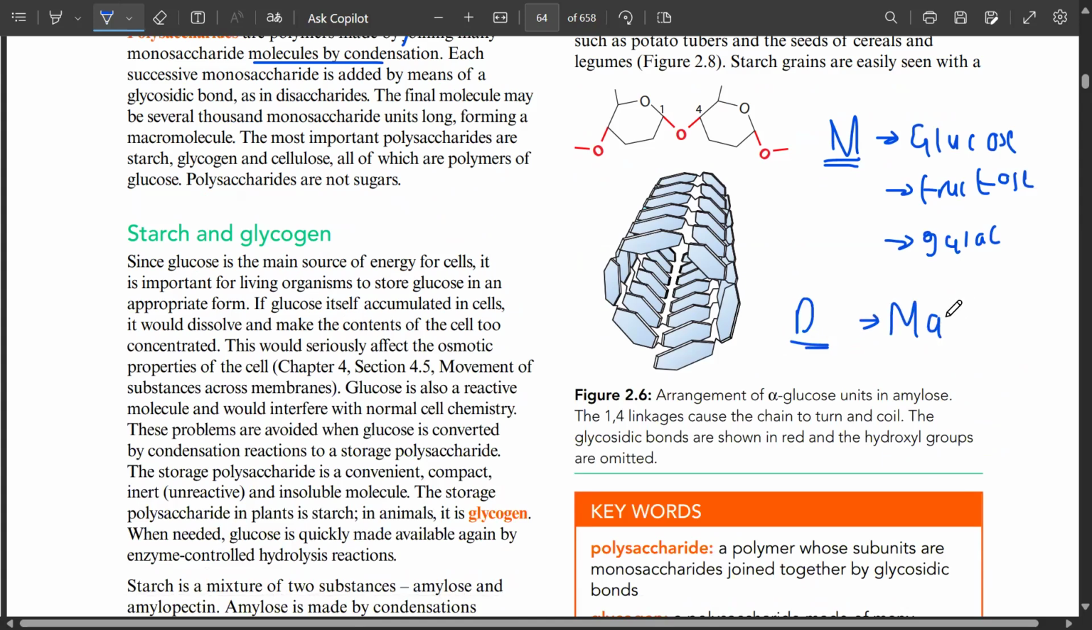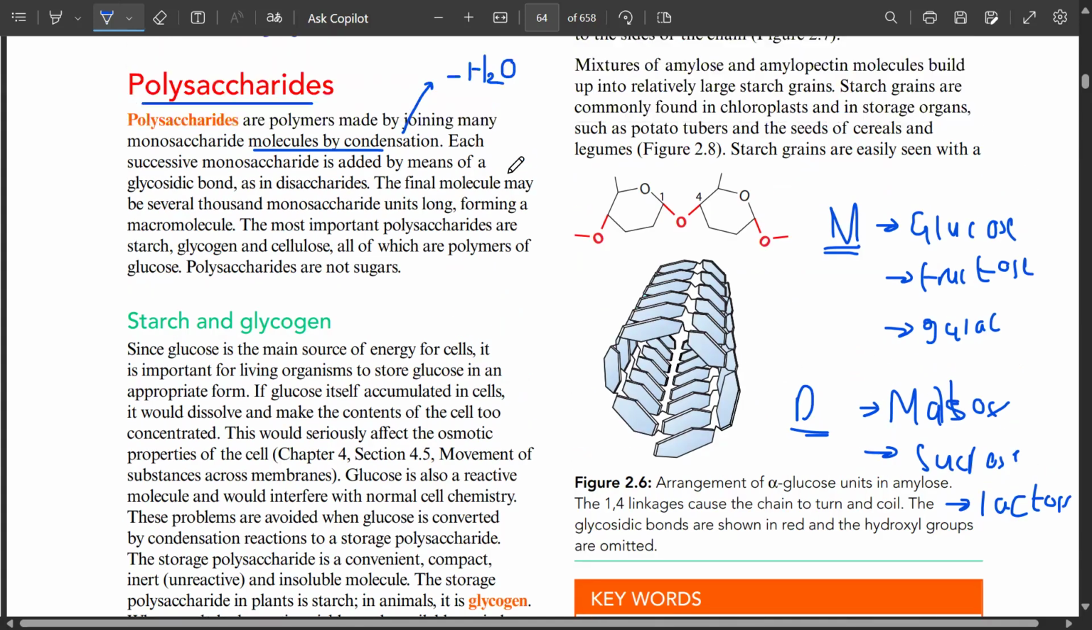What about when fructose and glucose combine? Sucrose. Good job. And what about galactose and glucose? Lactose. Wow, you have revised. Nice. Okay, good. So these are the three monosaccharides and these are the three disaccharides that we have discussed.